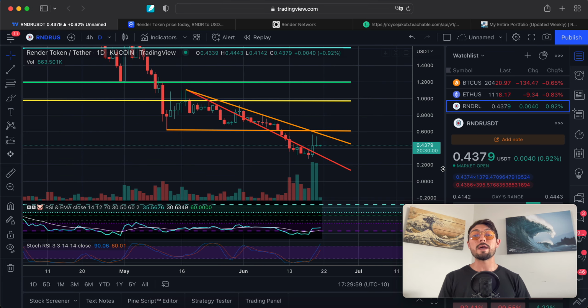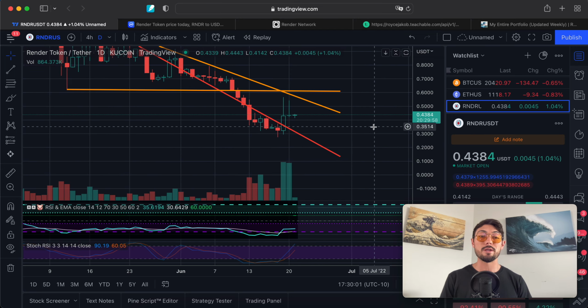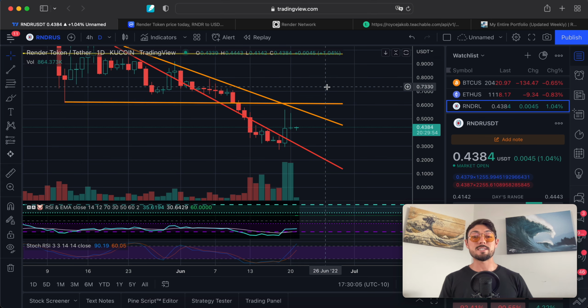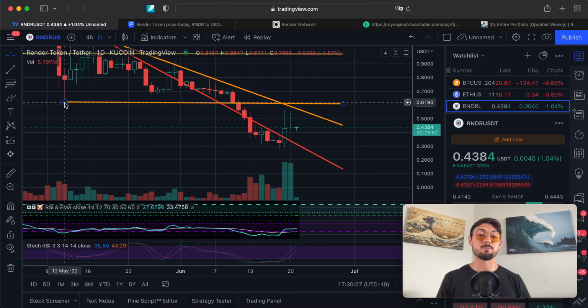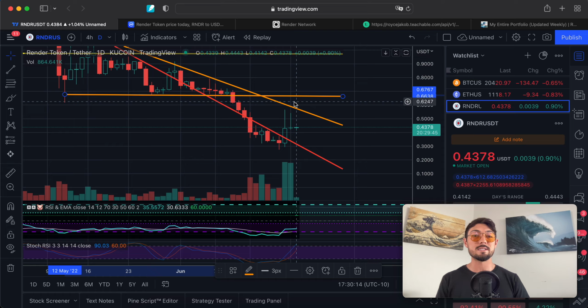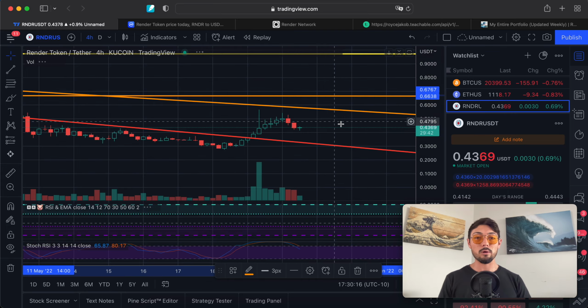Okay, so short-term Render, I do have a few targets lined up here. I think Render can, at the very, very least, which we haven't yet, see a short-term second wave up to test this previous low that we saw on May 12th. Previous candle low as well. I wouldn't be surprised to see us come more up here where you see more touch points. Let's actually go to 4 hour.